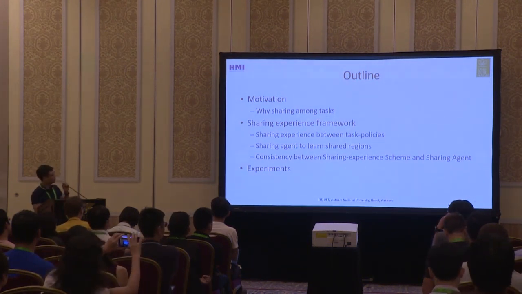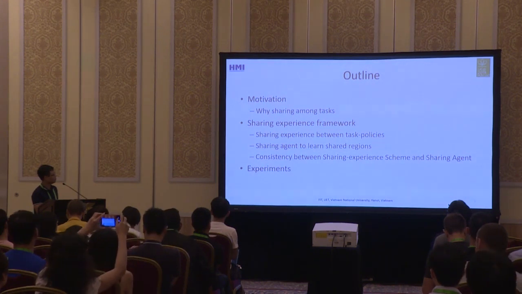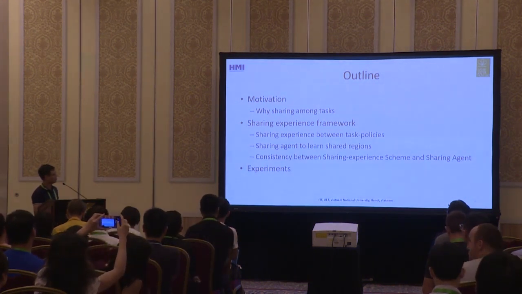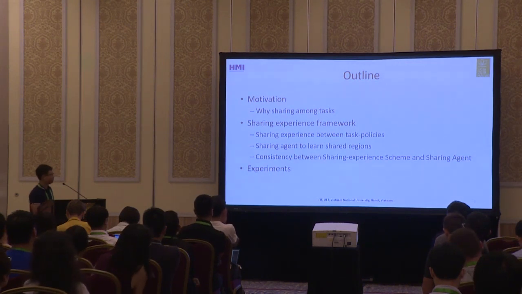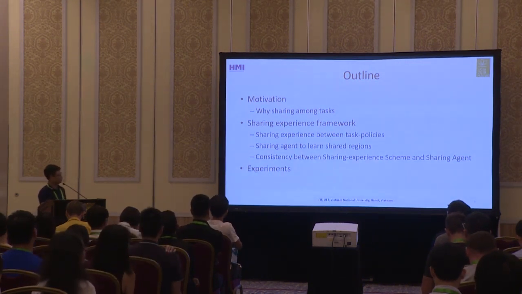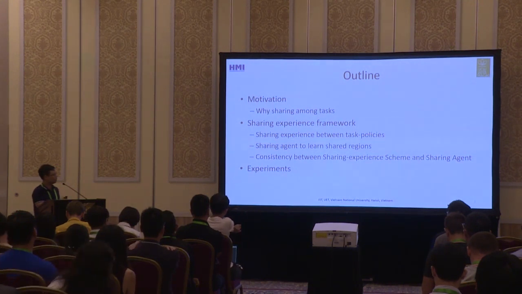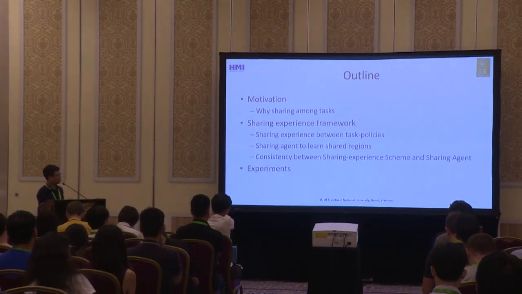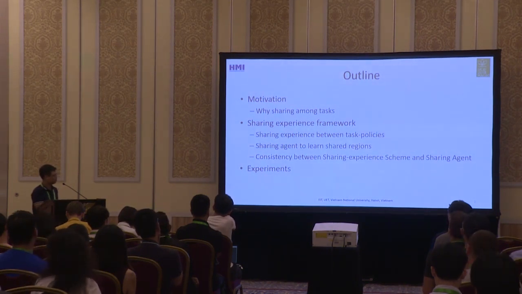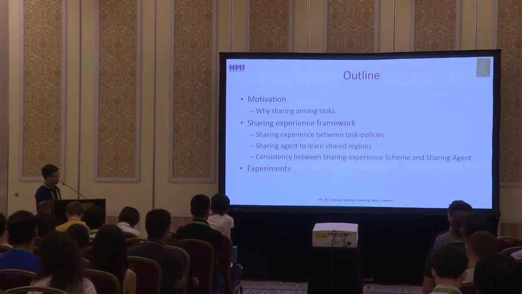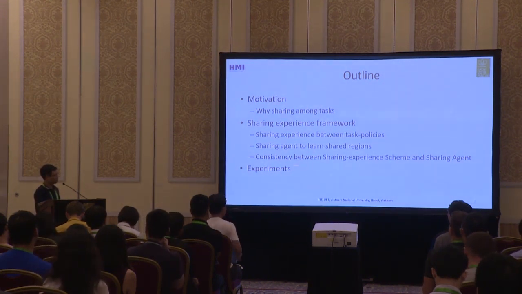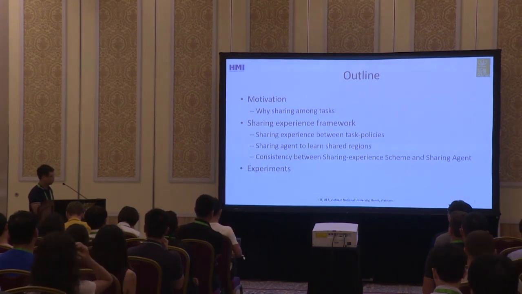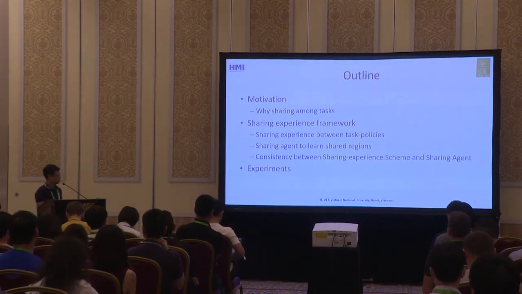Okay, so first we will talk about our motivation, more deeply, about how we can get sharing among the tasks. Then we talk about how to define the framework so that we can cooperate between the tasks. Then we find the agent. This agent has to learn among tasks to find the sharing reason. We also discuss how this sharing agent is consistent with the sharing experience framework. Then we discuss some experiment results.